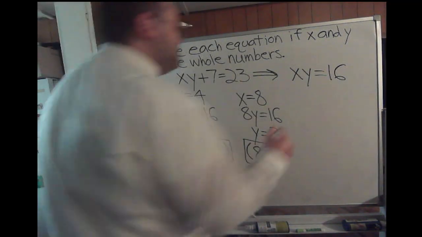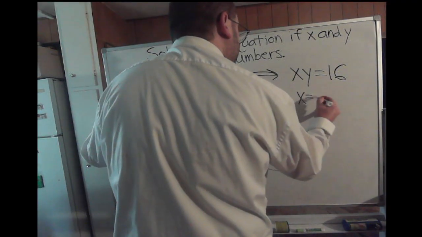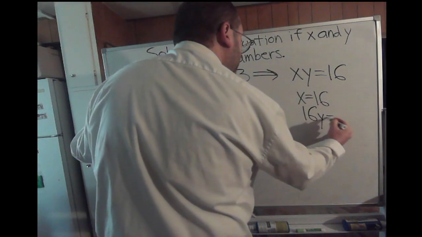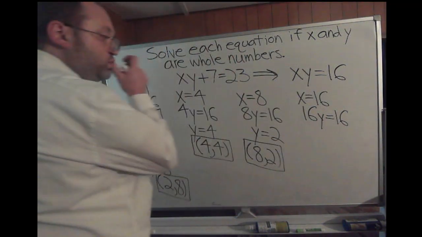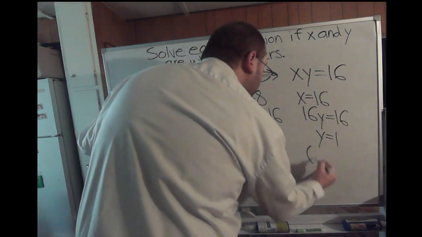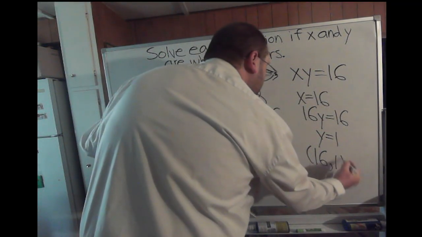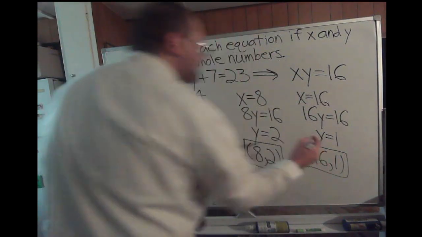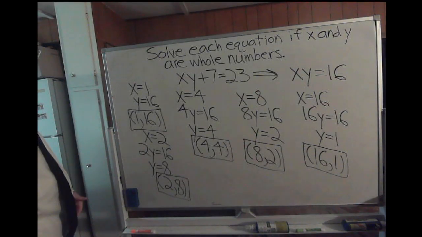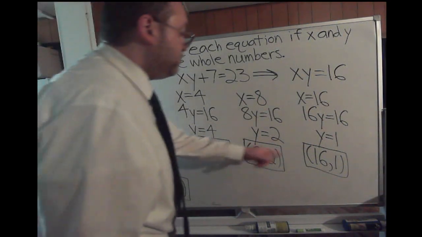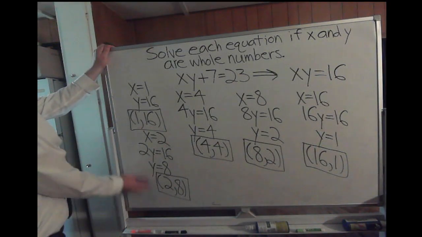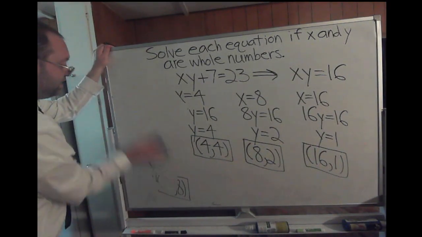So if we do that, we know if x equals 16, that means we put in 16 for x, you'll get 16y equals 16. You want to solve for just y, divide both sides by 16, you get y equals 1. So when x is 16, y is 1. So you also get the ordered pair 16, 1. That's another one that will work. So we got 1, 2, 3, 4, 5 possible solutions to this. And I think we'll do one more for good measure, then we'll call it a lesson.